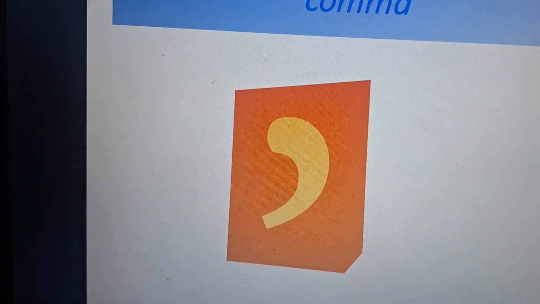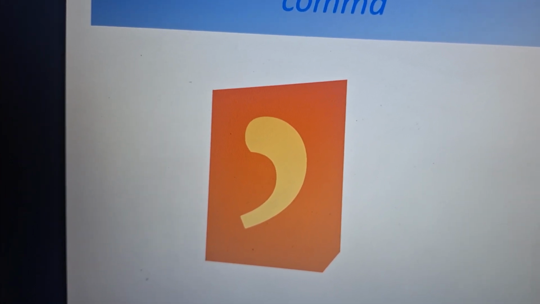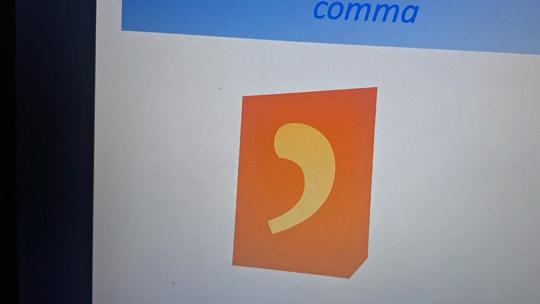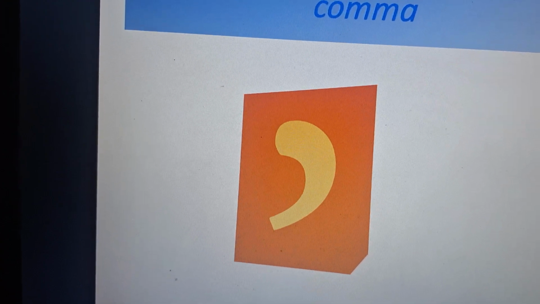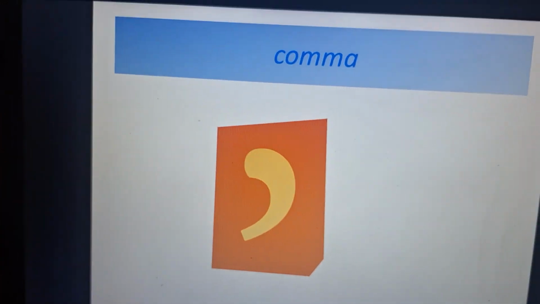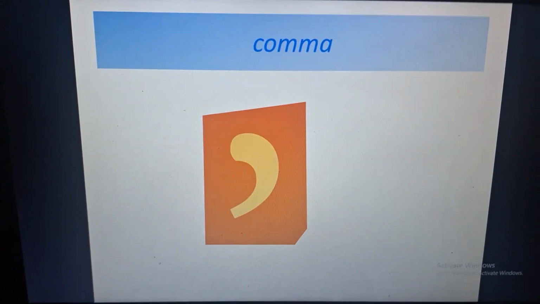When we are using full stop, we don't raise up our voice or slow down. For full stop, we have to pause for 2 seconds. Where do we put full stop? We put full stop when the sentence is complete, firstly.